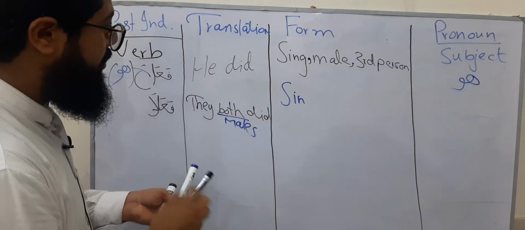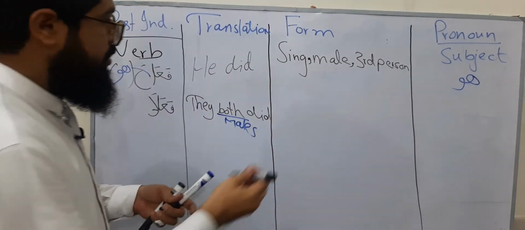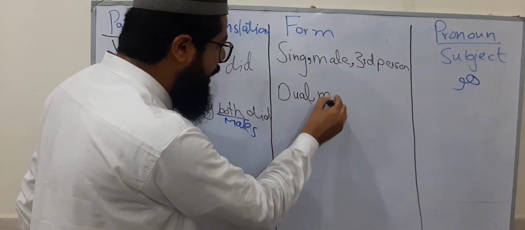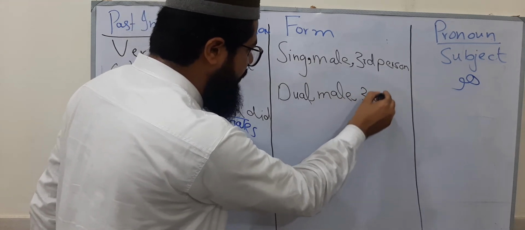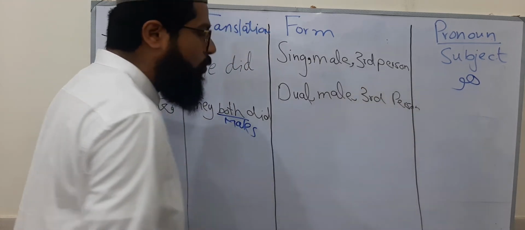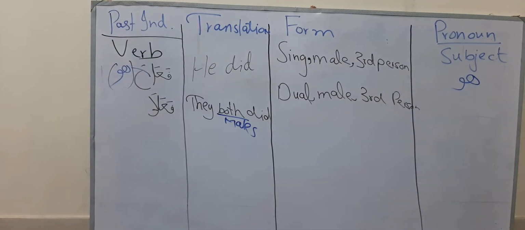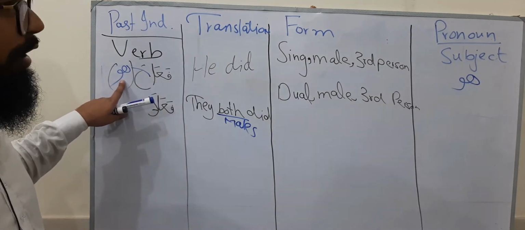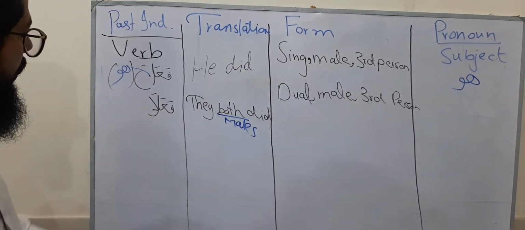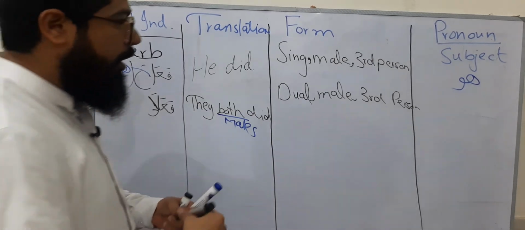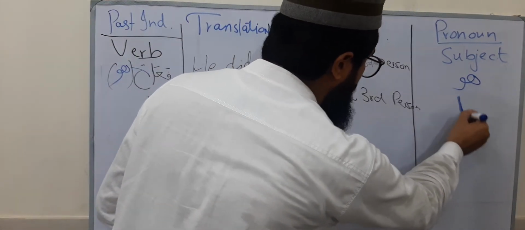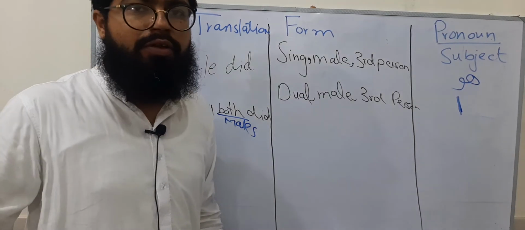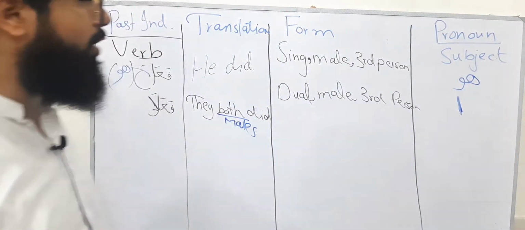Not singular, we will say dual. Okay, dual, and dual means tasniya in Arabic. Dual, male and third person. Okay, now in the verb fa'ala there is huwa, which has been hidden. Okay, now fa'ala, here the pronoun is alif. This alif is a pronoun. Okay, so alif is a pronoun which means two. This is a pronoun of third person. This is a pronoun of two third persons. They both males did. Okay, dear students.